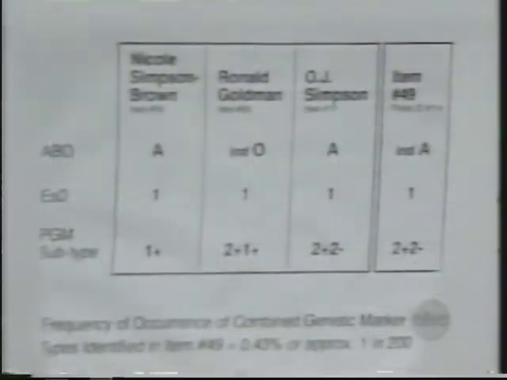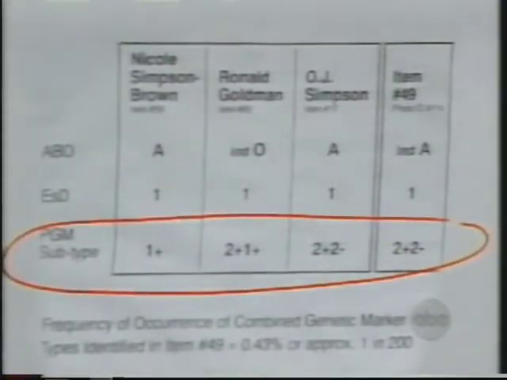Then you performed the PGM subtype test? Yes. And the result with respect to Nicole Simpson Brown in item number 59? I determined that she was a PGM subtype 1+. And Ronald Goldman, item number 60? That he was a 2+, 1+. And the defendant, item number 17? He was determined to be a 2+, 2-. So each of the three parties there has a different PGM subtype, is that correct?